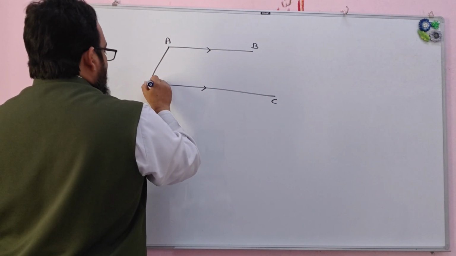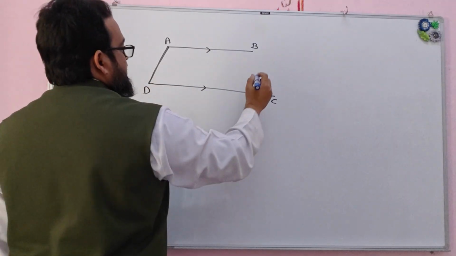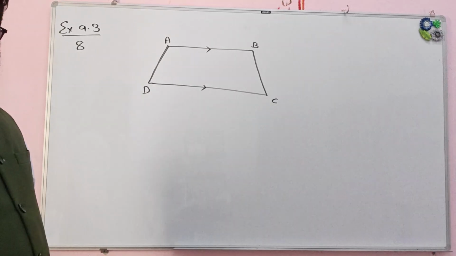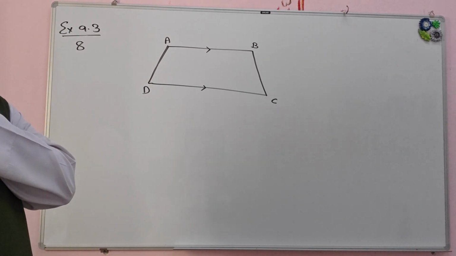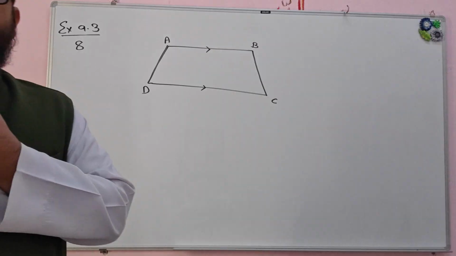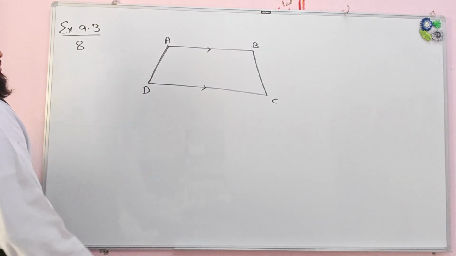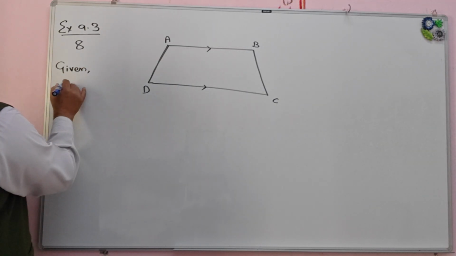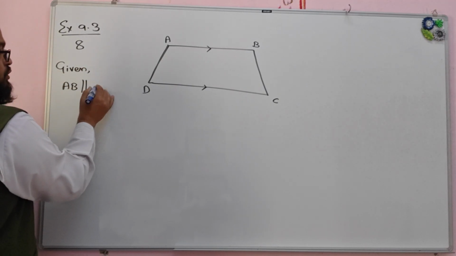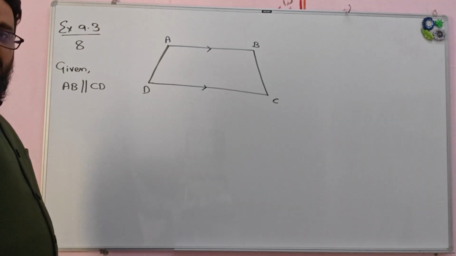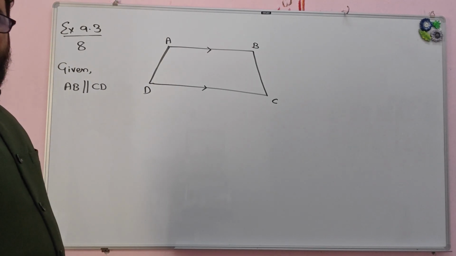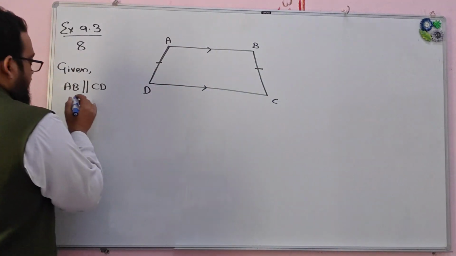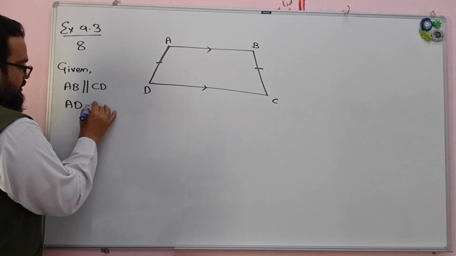So what are the non-parallel sides? These two are the non-parallel sides, AD and BC. So AD and BC are non-parallel sides, right? If the non-parallel sides of a trapezium are equal, what is given? Let us try to write what is given. AB is parallel to CD. This already we know. And the non-parallel sides are equal, that means AD is equal to BC.